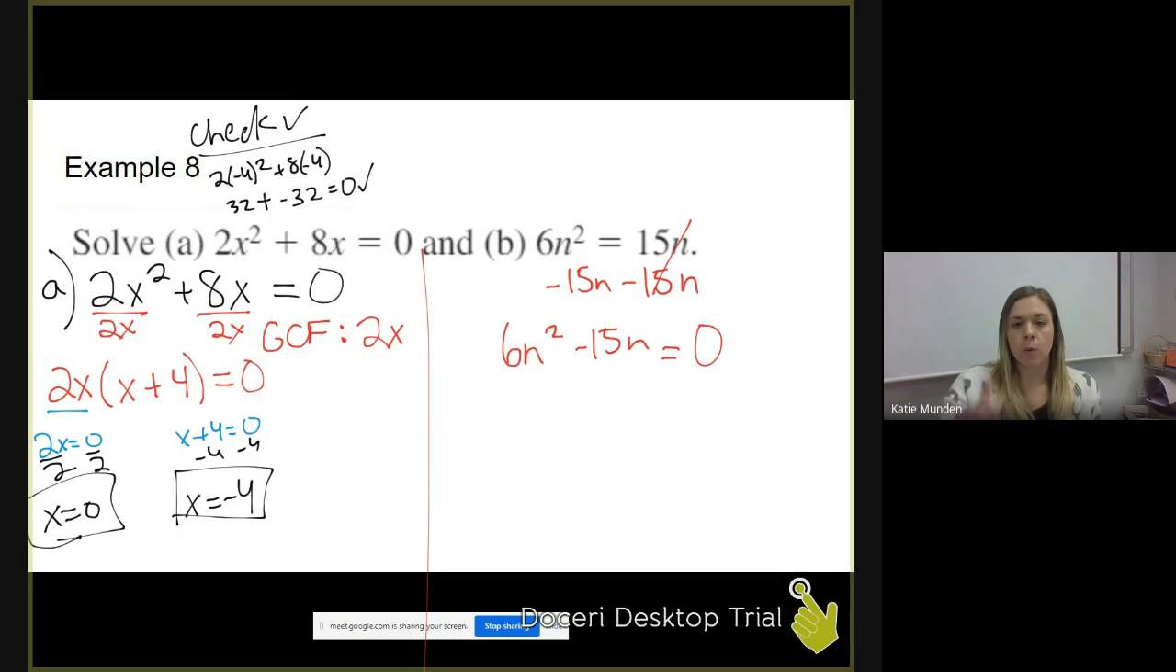Here's a hint for you. I always keep the largest exponent's coefficient positive, like your leading coefficient. That's what we learned in chapter 7a. I always keep the leading coefficient positive when I'm deciding which side to get everything to. That's why I moved the 15n. Now I can do the GCF step.